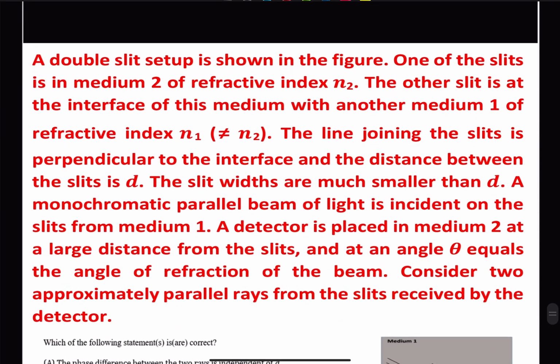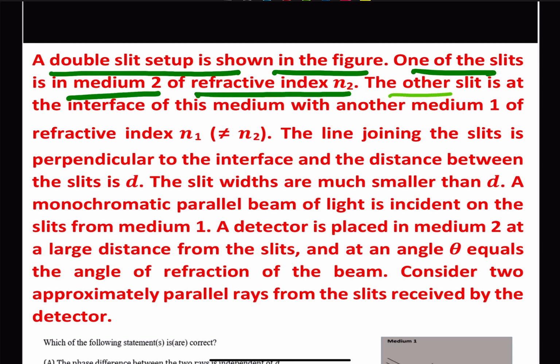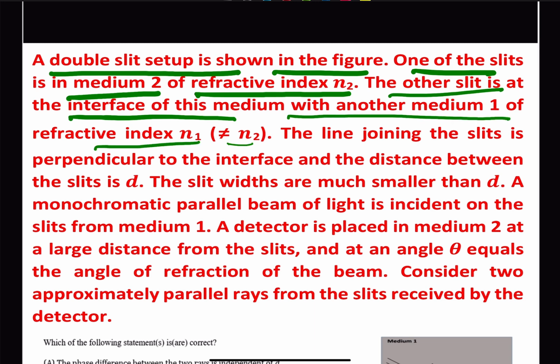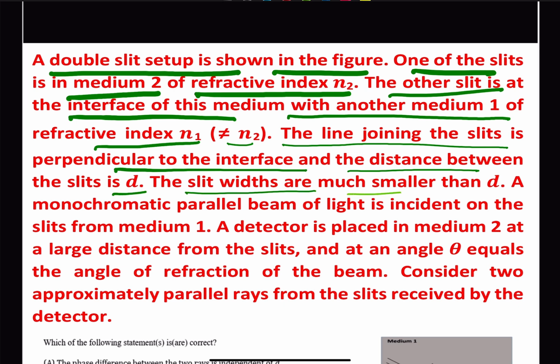And it states that a double slit setup is shown in the figure. One of the slits is in medium 2 of refractive index N2. The other slit is at the interface of this medium with another medium 1 of refractive index N1, which is not equal to N2. The line joining the slits is perpendicular to the interface, and the distance between the slits is d. The slit widths are much smaller than d.